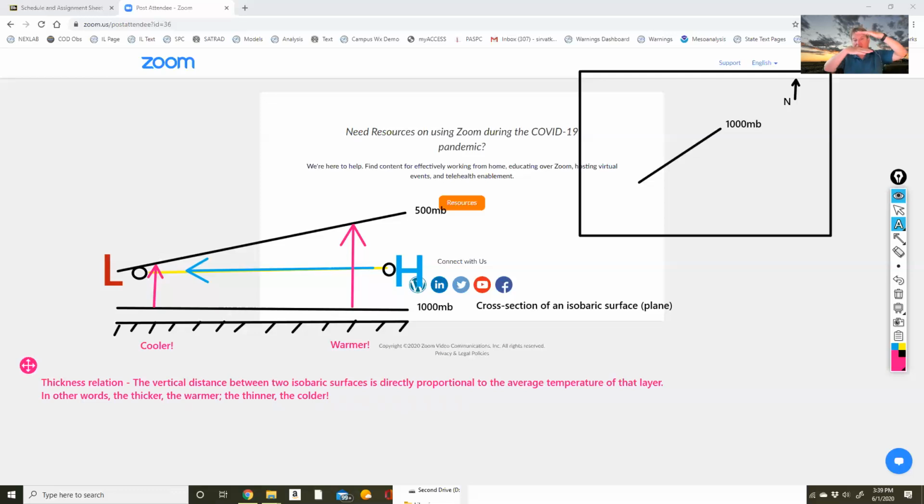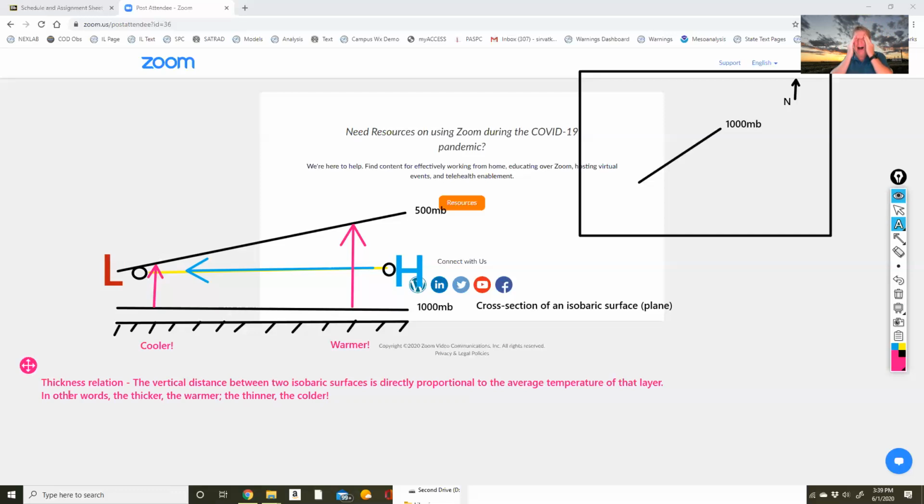Okay, so watch. If it's warmer, it expands, and the layer is thicker. If it's colder, it contracts. That means the layer is thinner. The warmer the thicker, and the thinner it is, the colder that must be. So that vertical distance in this thing called the thickness relation says the thicker the warmer, the thinner the colder.